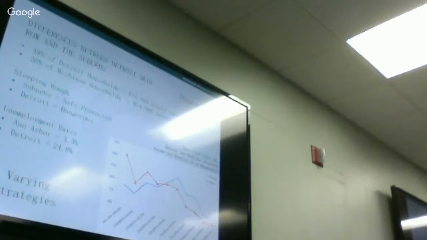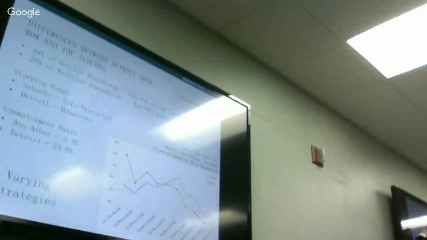The differences between Detroit and the suburbs are pretty stark. So I interviewed and observed people in these areas, because I wanted to see what their economies were like. These are just some basic numbers. This chart is not in the dissertation. It's new. So Detroit is obviously starkly different than the rest of Michigan.